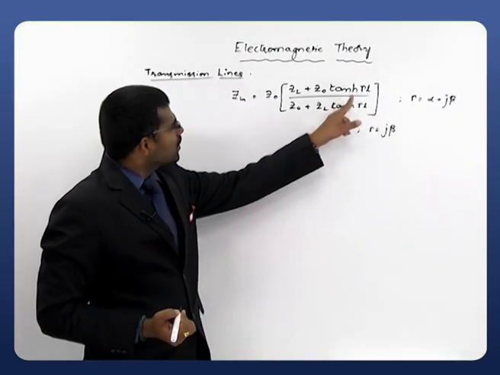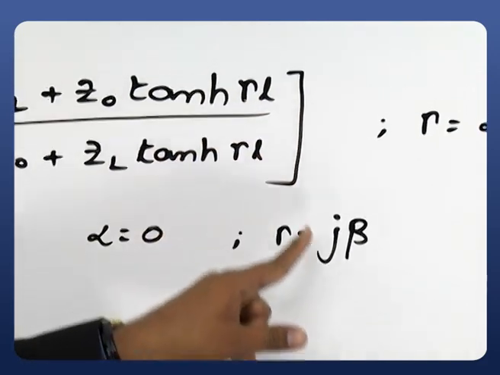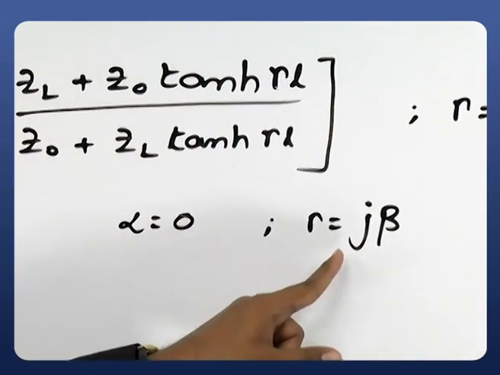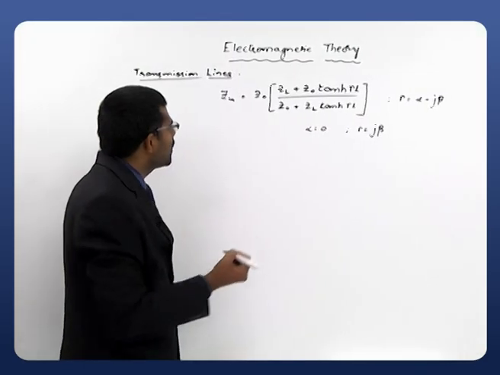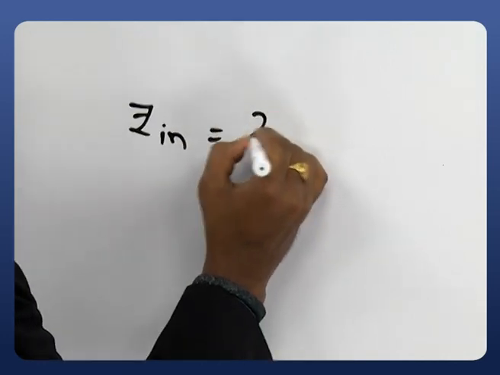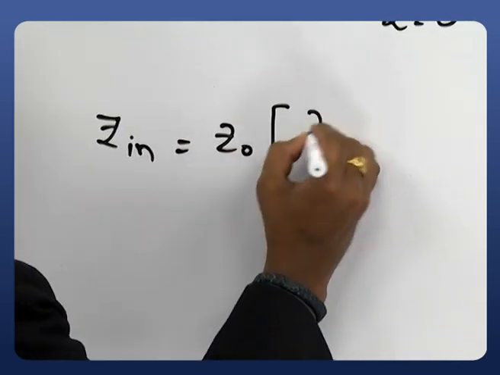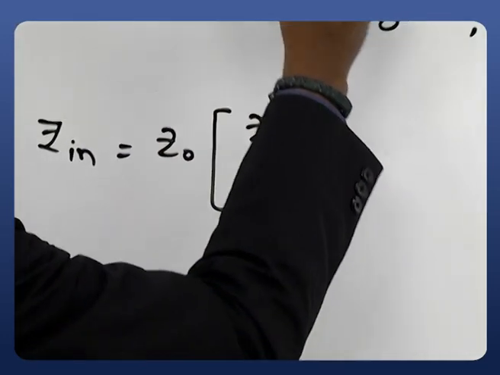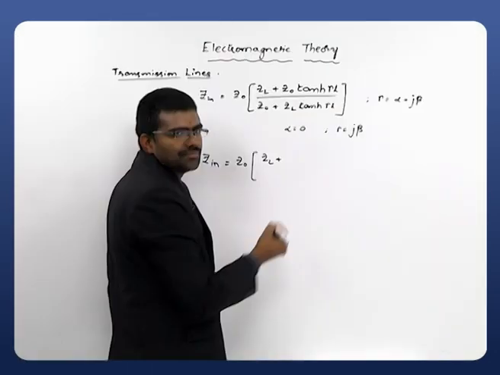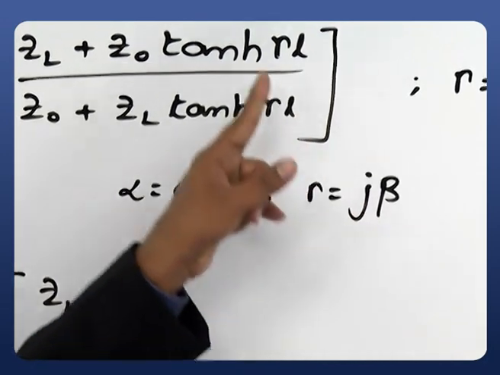Now if you substitute tan gamma L here, what you will get is a j beta L, tanh function of Z. With your trigonometric relation you can simplify this as Zin is equal to Z0 multiplied by (ZL plus Z0 tanh). Instead of gamma I am writing j beta L, right? L is also there, this is the j beta L.